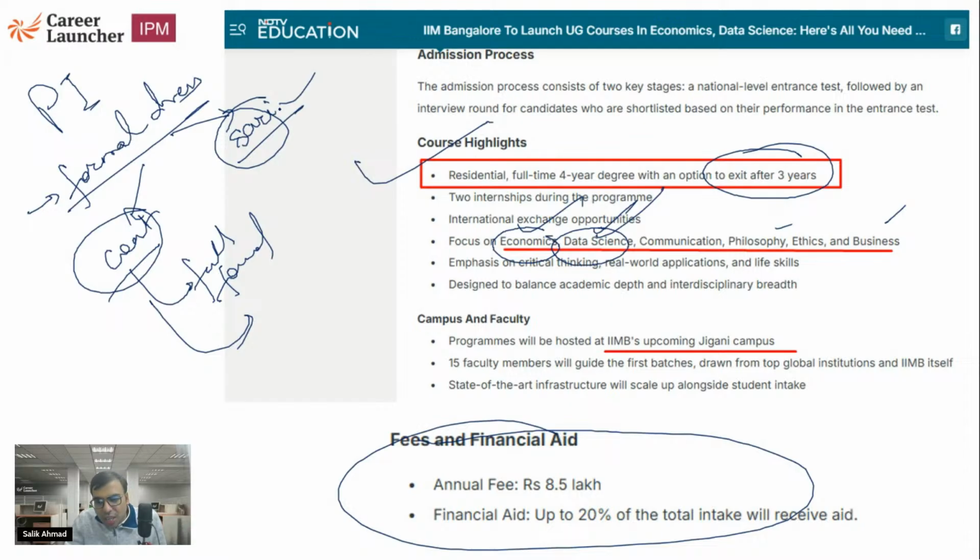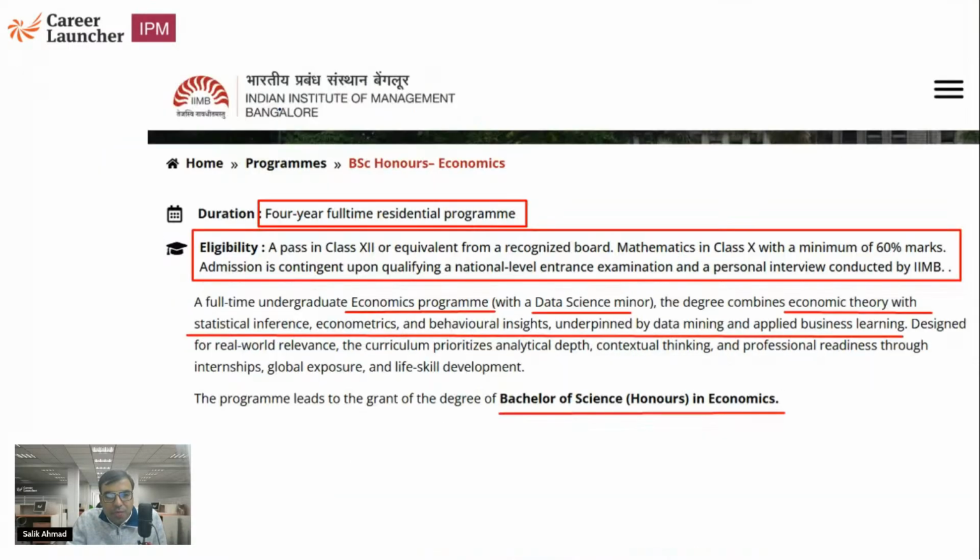ये सब बेसिक चीज है जो आपको पता होनी चाहिए और आपको पता होगा. I am sure about it. Now, first of all, let's talk about the course that you are going to take admission in.